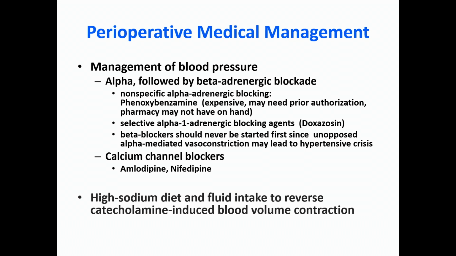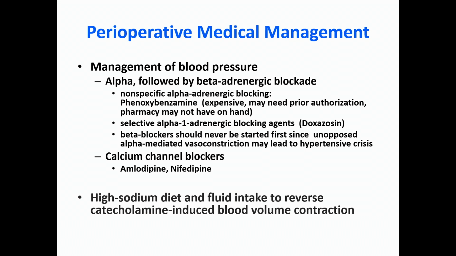Disadvantages of this approach is it's expensive. You may need to get prior authorization, and the pharmacies might not have this actively on hand, so the patient couldn't just get it right away. Another approach is the selective alpha-1 blocking agents, for example, doxazosin, which is much more readily available and easier to obtain.